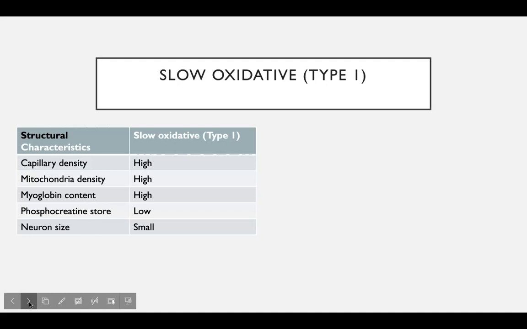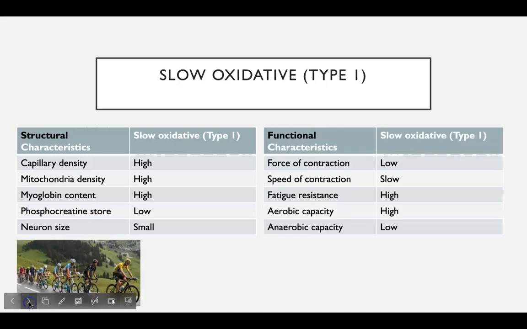Neuron size is small. If we look at our functional characteristics now, force of contraction is low, speed of contraction is slow, as it's a slow twitch muscle fibre. Fatigue resistance is high, therefore it can work for a long period of time. Aerobic capacity is high, anaerobic capacity is low. So that's our first muscle fibre type.